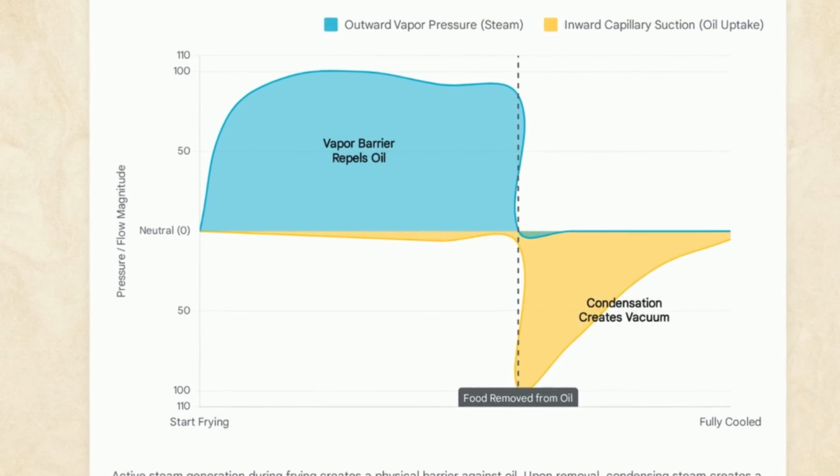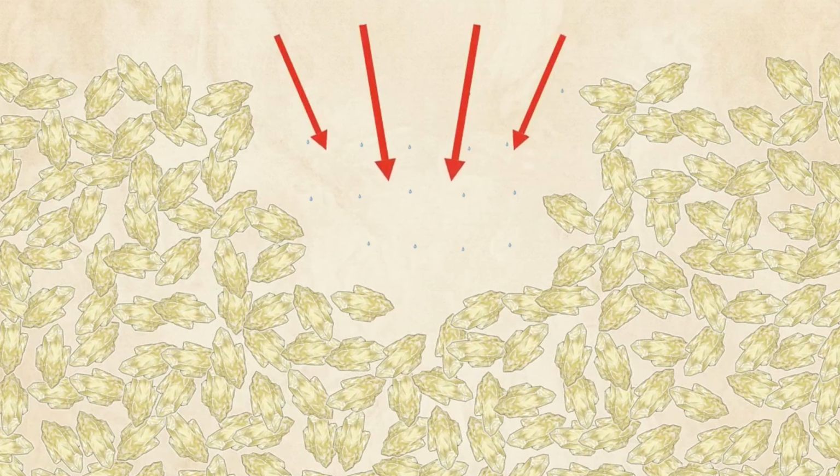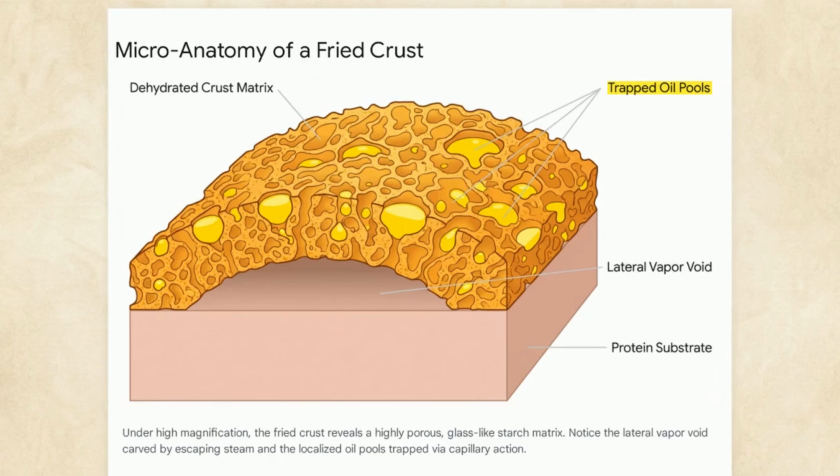As ambient air cools the substrate, the internal steam that provided the outward pressure barrier condenses back into liquid water. This volumetric phase change generates a negative pressure gradient. It creates a vacuum effect within the internal pores of the crust. The vacuum initiates capillary action, drawing the residual surface oil into the dehydrated voids of the starch matrix.